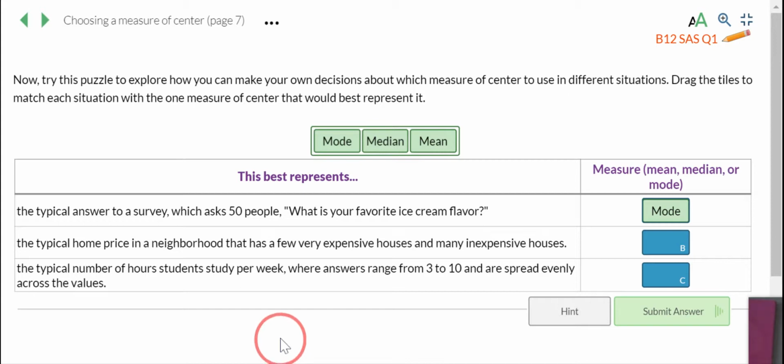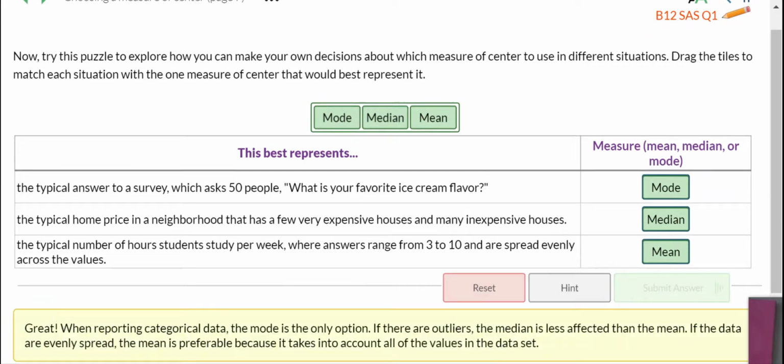The typical home price in a neighborhood that has a few very expensive houses and many inexpensive houses. This is letting me know that we have data that is going to be skewed right. We have some outliers of very expensive houses. So I'm going to want to use the median for that. And the last one, we have the typical number of hours students study per week, where answers range from 3 to 10 and are spread evenly. So for that, I would use the mean. I could also use the median for that, but that's what we're going to want to do.